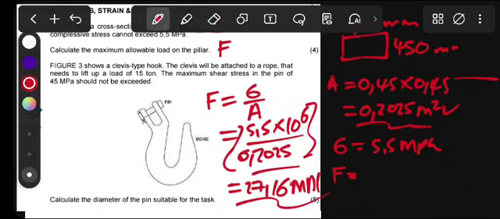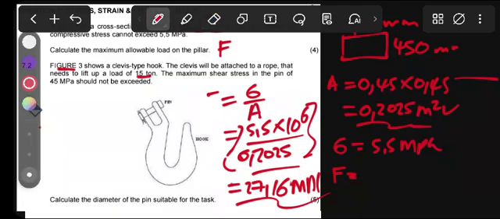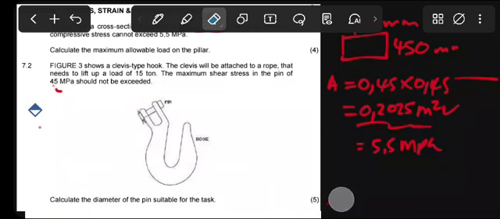So now question 3 says we are given figure 3, which shows a clevis-type hook. The hook will be attached to a rope that needs to lift up a load. We've been given the load, which is 15 tons. The maximum shear stress in the pin we've been given there is 45. What are we supposed to do here?